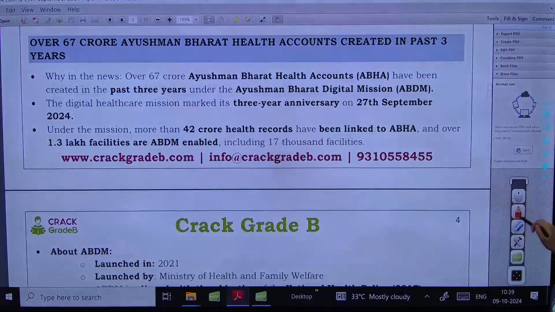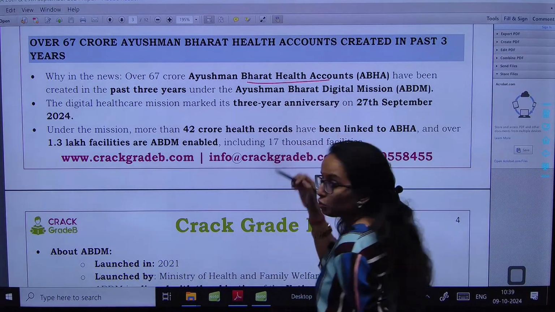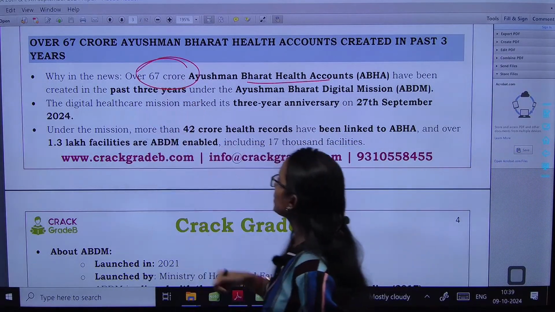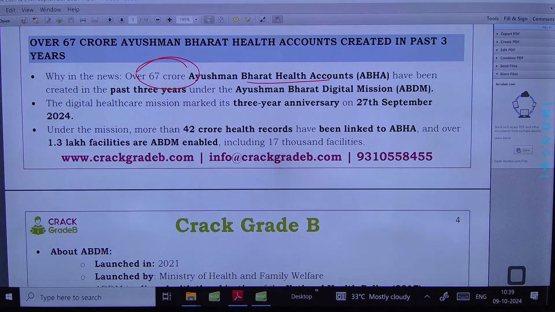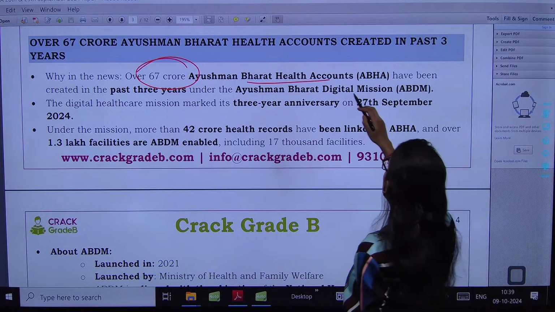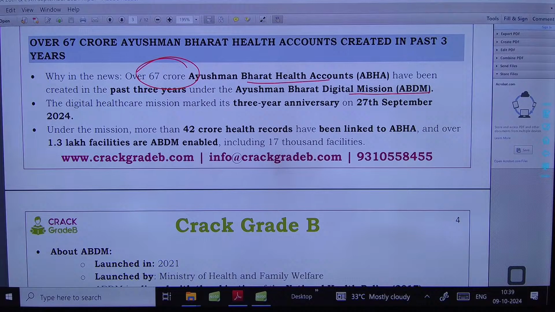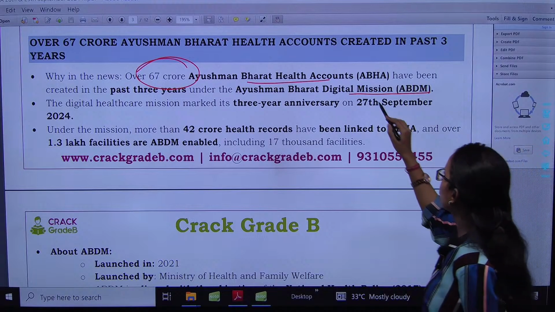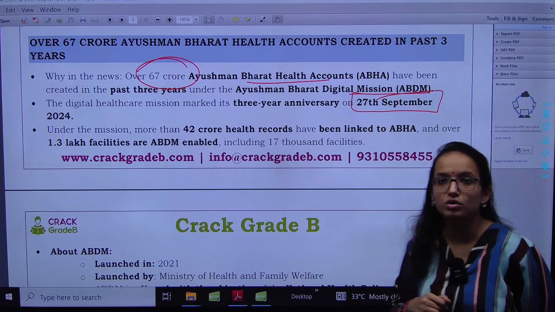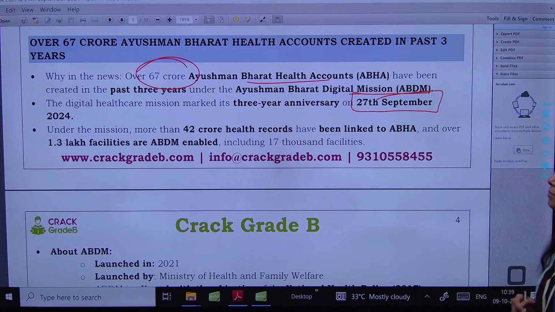Next set of news is again related to Ayushman Bharat health accounts. You know that over 67 crore Ayushman Bharat health accounts have been created in the past 3 years under the Ayushman Bharat Digital Mission, which is a healthcare mission, you all know. It has recently completed its 3-year anniversary on 27th September 2024. That's why this becomes important. So remember, it has completed its 3-year anniversary.